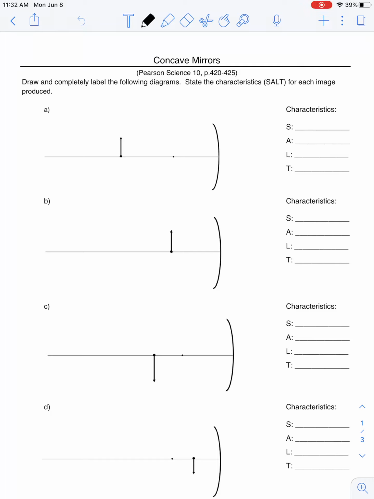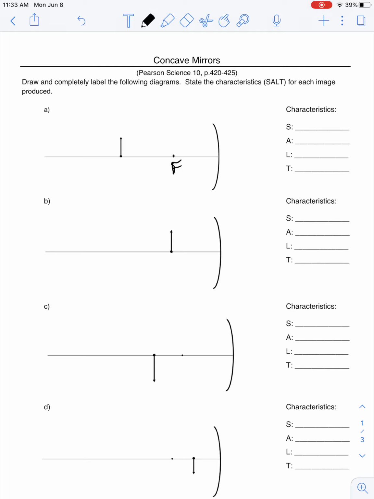Okay, so for today, you're going to do a little extra practice with your concave mirrors. You're just going to go through and do SALT for each one of these. You're going to describe the characteristics. And just so you know, these diagrams only have the focal point on them.